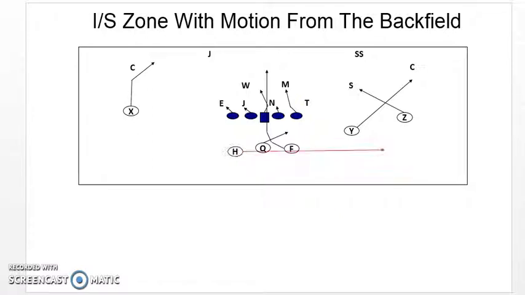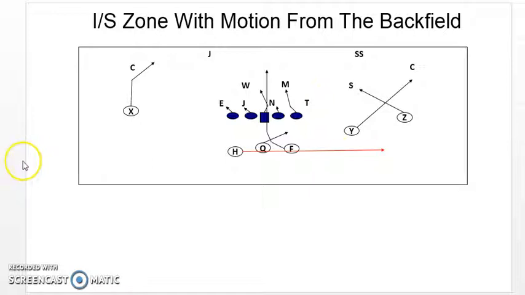All right, and then last thing we have, and that's what was in our video example, is X into the boundary, 2 receivers to the field. This time we're going to motion X from the backfield, from the flat back position, pre-snap motion to get him out here. Once again, if the numbers stay the same, the defense does not make a trips adjustment, then you have the advantage, and the ball should go out on the perimeter.